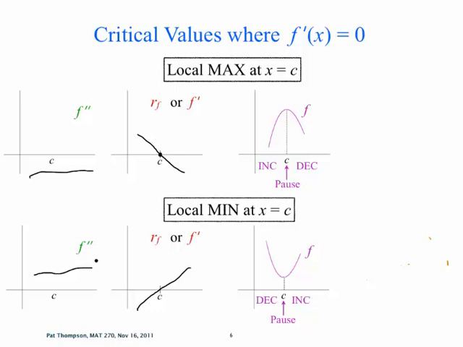If the second derivative is positive, the original function is concave up. Why? Because the rate of change is increasing, meaning the rate is getting less negative or more positive, turning counterclockwise.